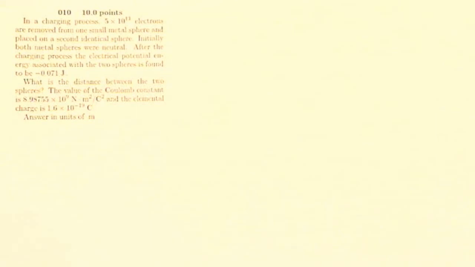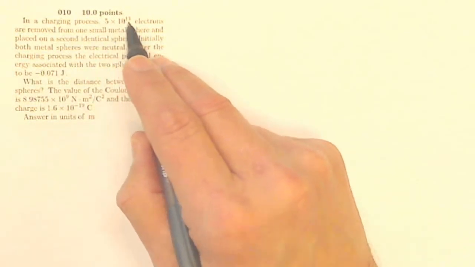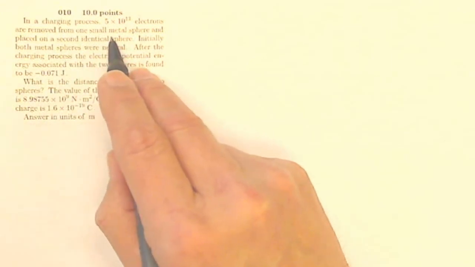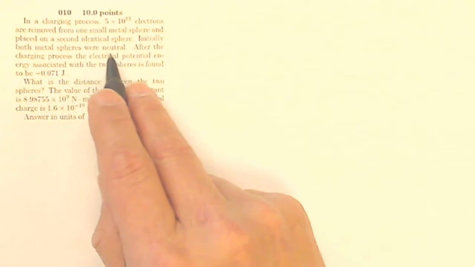This is AP Physics, homework 9.3, question number 10. In a charging process, 5 times 10 to the 13th electrons are removed from one small metal sphere and placed on a second identical sphere. Initially, both metal spheres were neutral.